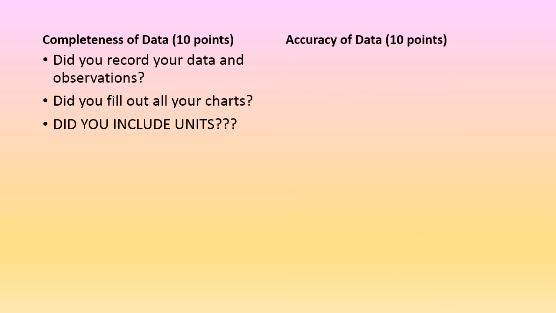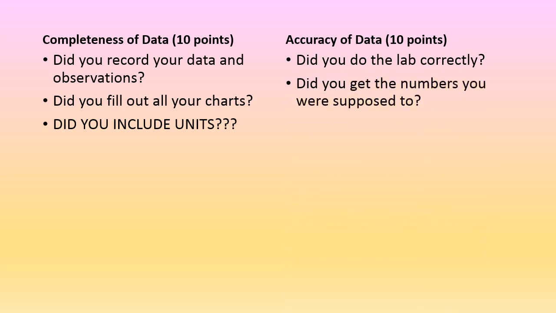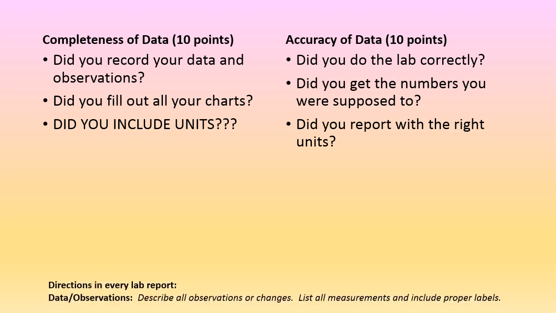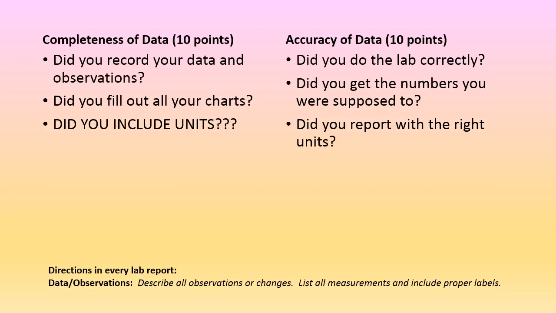Then accuracy of data, this is another 10 points. So did you do the lab correctly and get the numbers you were supposed to? When you recorded your unit, did you use the right unit? So did the lab say kilogram, but you reported grams? Did you use the right unit? And again, here are the directions that are in your lab report when you open it up. It says describe all observations or changes, list all measurements, and include proper labels, which just means units.